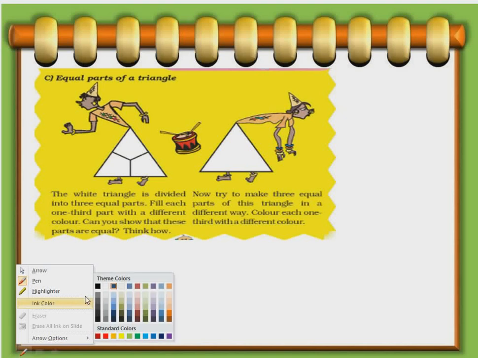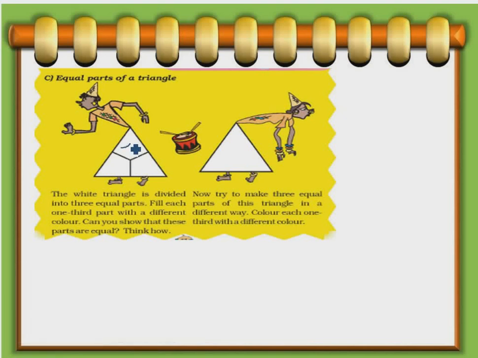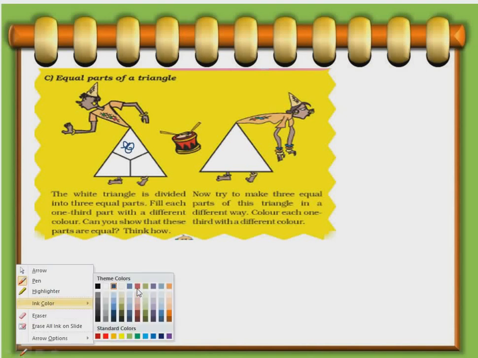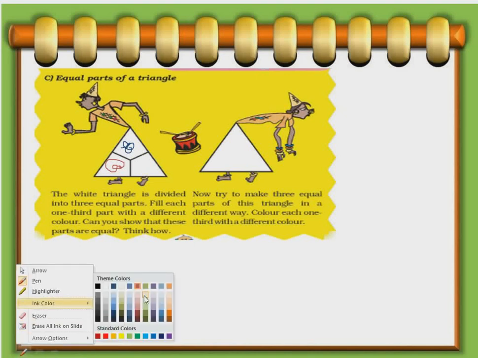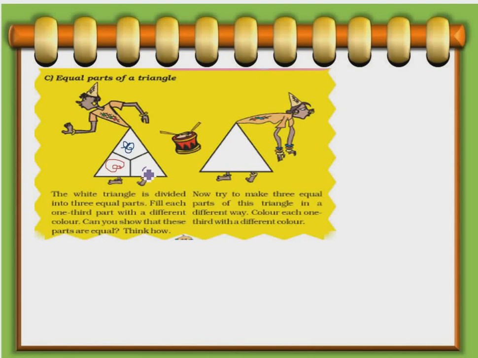If I take one color, blue, I'll color it as blue. Next, if I take some other color, red or brown, I'll color it like this. Next, one more color, if I take something like purple, I'll color this like this. They're asking you to color it in different colors. Then fill each 1/3 part with a different color.